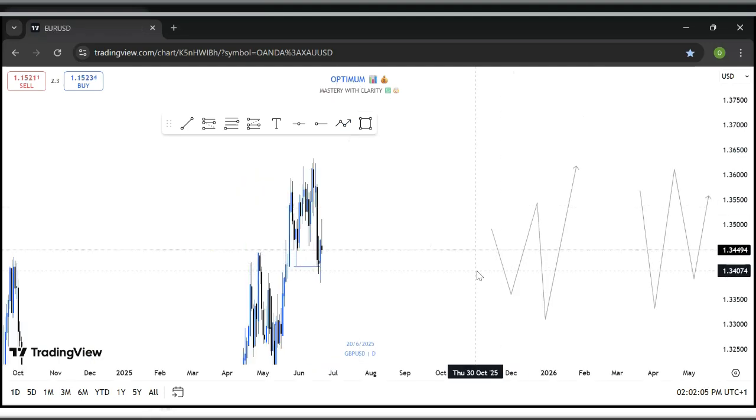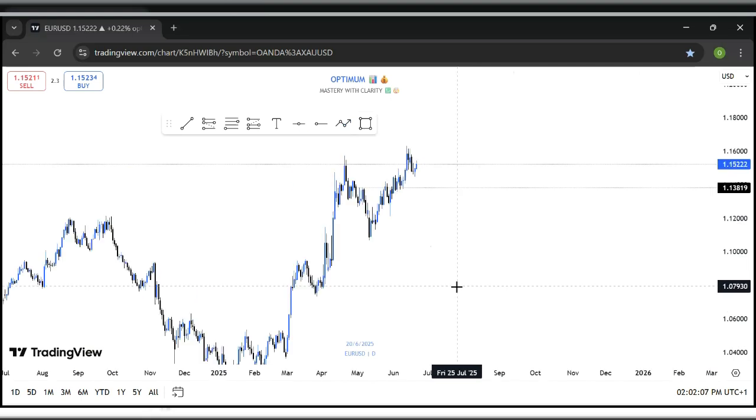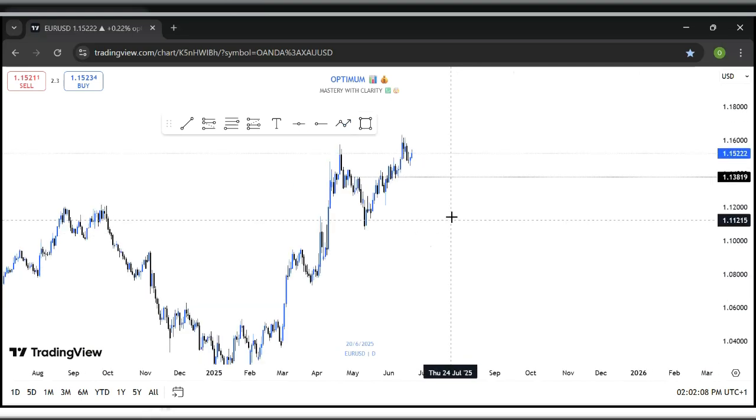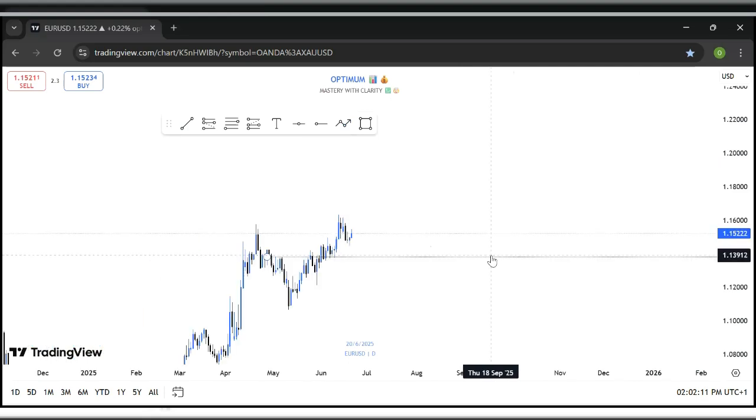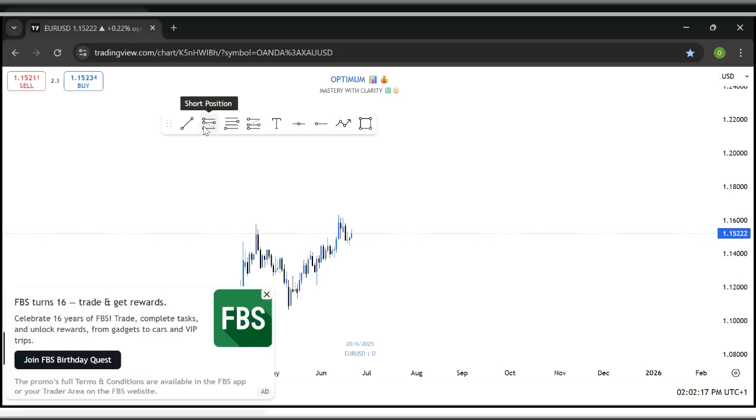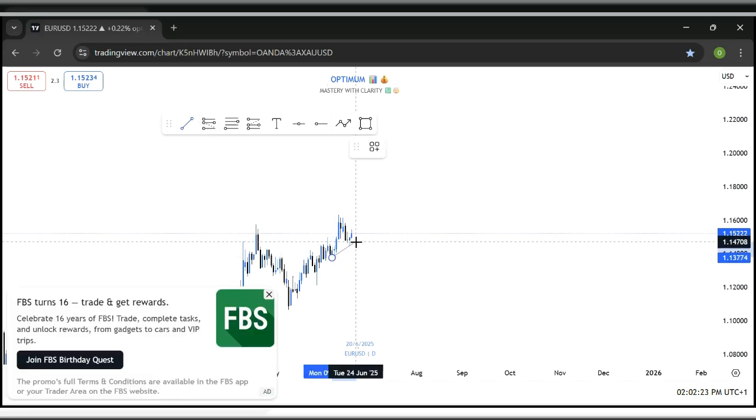Now coming down to EU, we can see that the previous low on EU wasn't taken out. The previous low on EU is definitely this. Now you can see that I didn't take it out. It reversed immediately, meaning that this one too is showing us a valid SMT.